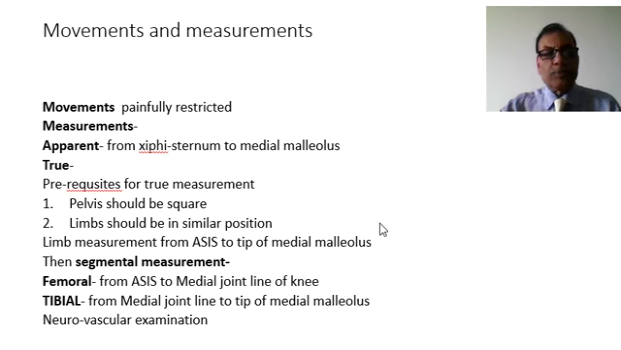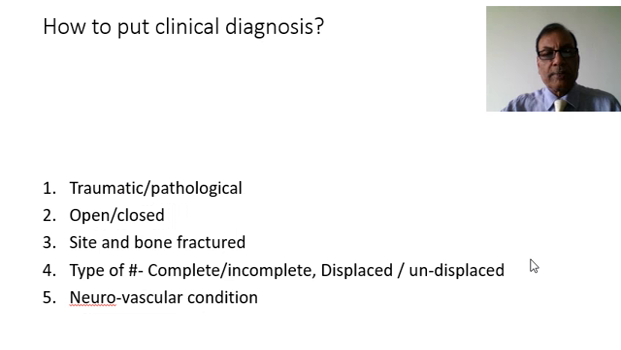And then you put your measuring tape from the ASIS to the tip of medial malleus. Once you find it is short, then go for the segmental measurement. Segmental: the femoral length is from the ASIS to the medial joint line, and the tibial is from the medial joint line to the tip of medial malleus. And lastly, don't forget, look for the neurovascular examination.